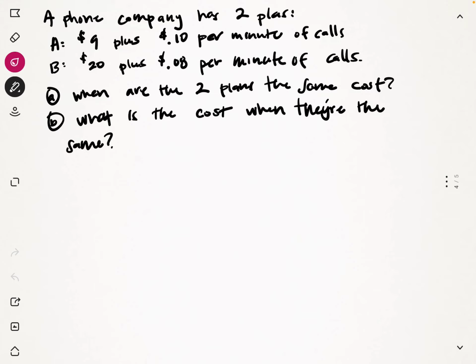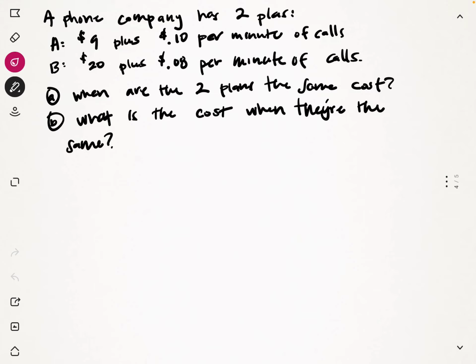Plan A for this company has $9 a month plus 10 cents per minute of calls. And then plan B is $20 per month plus 8 cents per minute of calls. Okay, so it's asking us to do 2 things. When are the 2 plans the same cost? And what is the cost when they're the same?